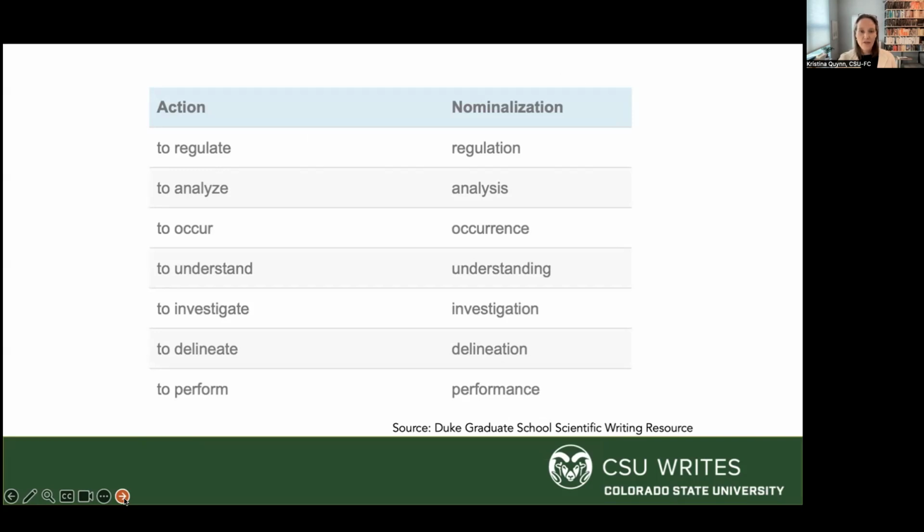Really, really common in academic writing, but it often forces you to use those being forms of the verb instead of the action form of a verb. So performance is rather something was performed.